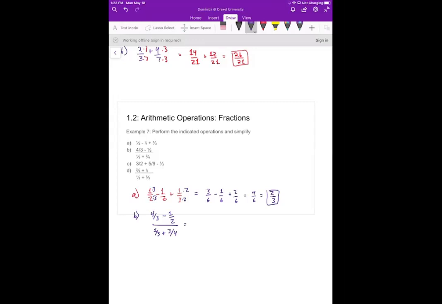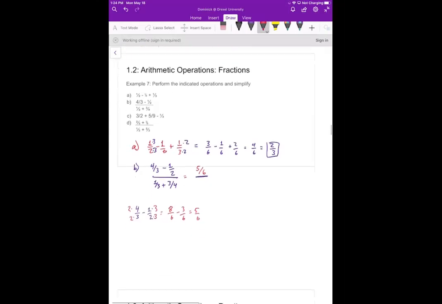All right, so in the top, let me do this off to the side. I have 4 over 3 minus 1/2. So here again, my least common denominator is 6. So if I multiply here, I'm going to get 8 over 6 minus 3 over 6. So that's going to give me 5 over 6. So that's my new number up top here. I get 5 over 6.